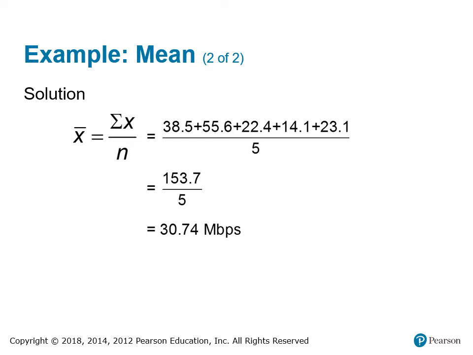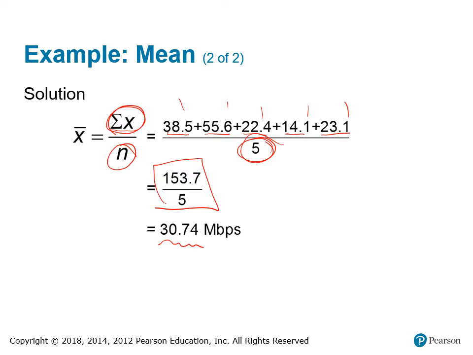Okay? So if we were to find the mean data speed, we would have to add all our data values together and divide by the total number. So 38.5 plus 55.6, 22.4, 14.1, 23.1, added together, divided by, there's 5 of them total, divide by 5. That would give us the mean data speed. And in this case, the mean data speed would be 30.74. So 30.74 is our mean data speed. So out of those first 5, the average or the mean speed that someone should expect to get at that particular airport for Verizon is 30.74 megabits per second.